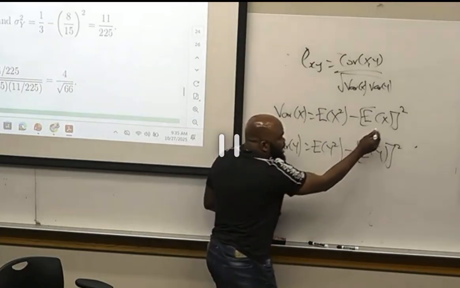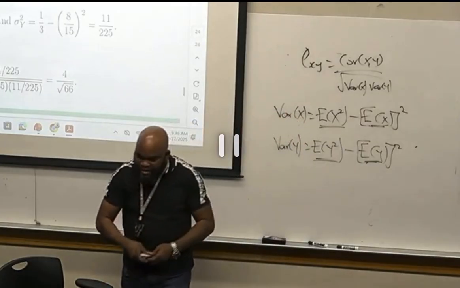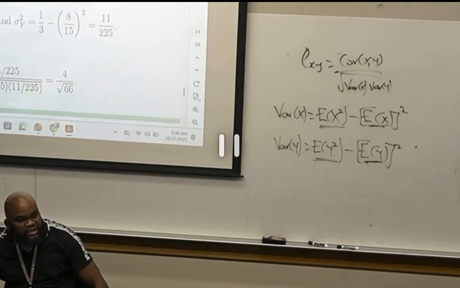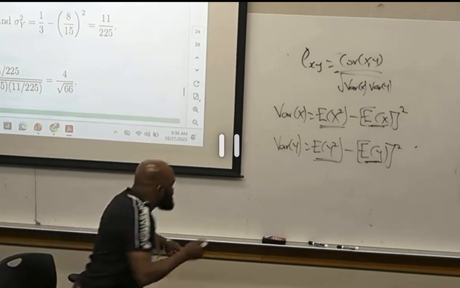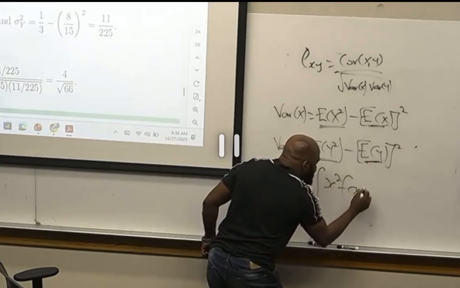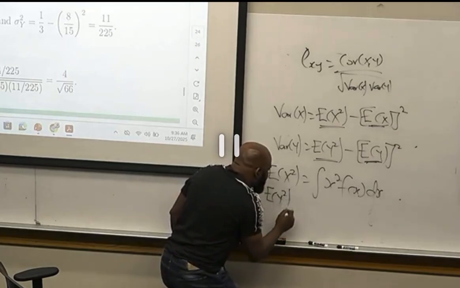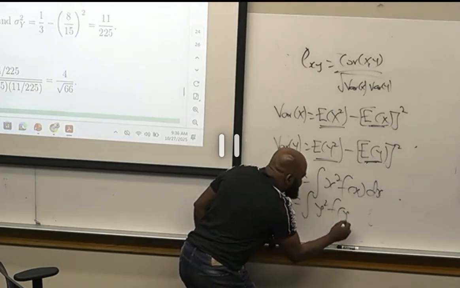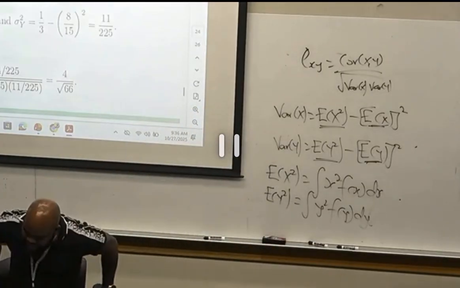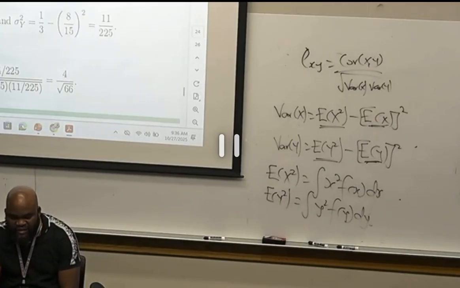So which means, I already know this guy, I know this guy, but I need to figure out this guy and this guy. And to be able to figure it out, look at what I'm doing here. Expectation of s squared is going to be integral s squared f of s ds. Expectation of y squared is integral y squared f of y dy. You see that? So if I get my expected value of s squared and my expected value of y squared, I can get the variance of s.